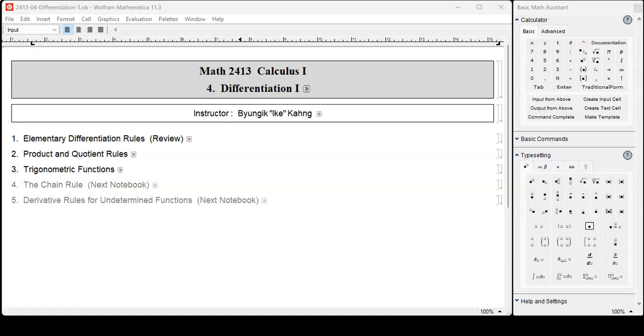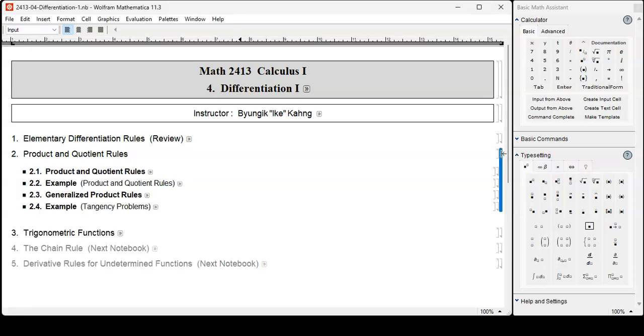Hello students, welcome back. We went through some review of elementary differentiation. Now the next topic is product and quotient rules.